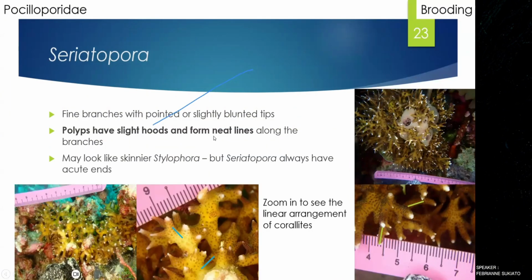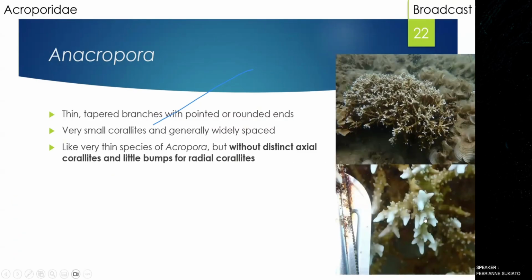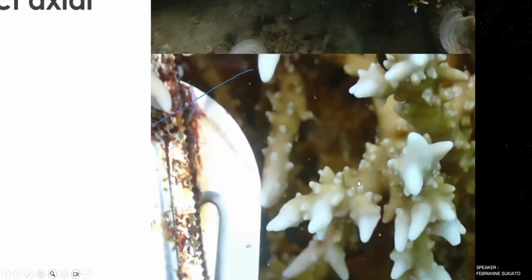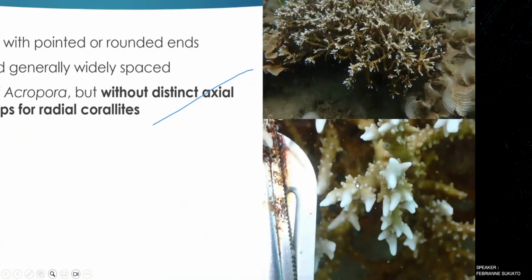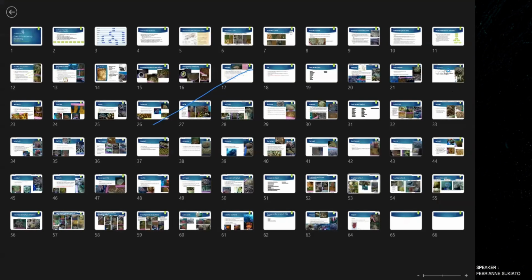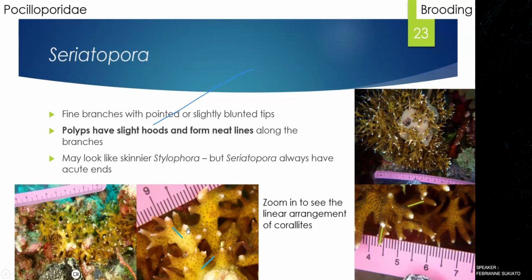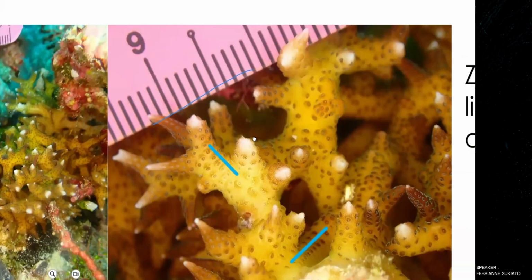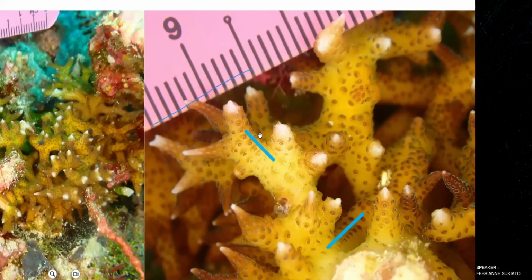Next is Ceratopora. To distinguish between Ceratopora and Anacropora, because both of them look kind of similar, they're very sharp and pointy. But if you see here, Anacroporas look rather smooth in comparison to Ceratoporas, which look kind of fuzzy, because there are a lot of corallites here in the middle of it.